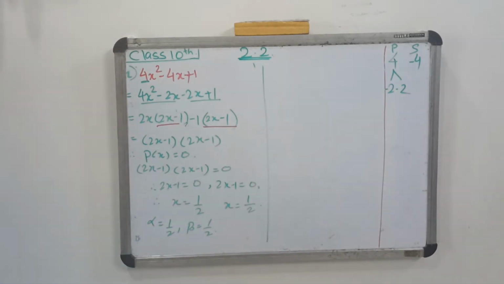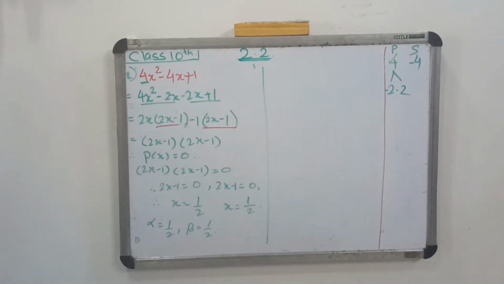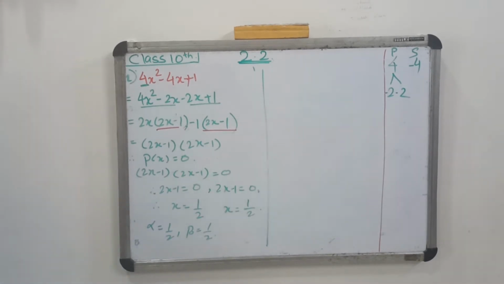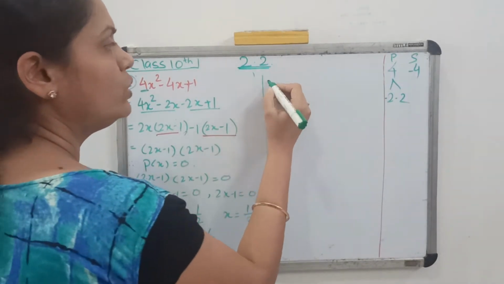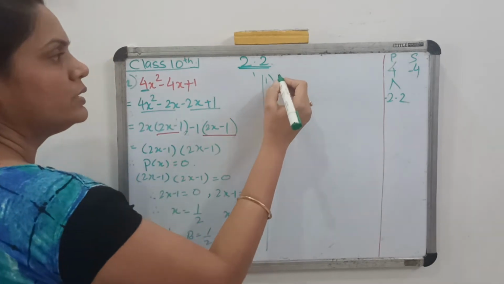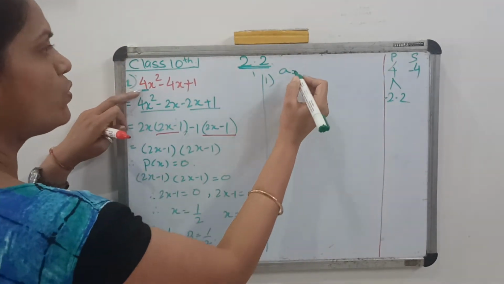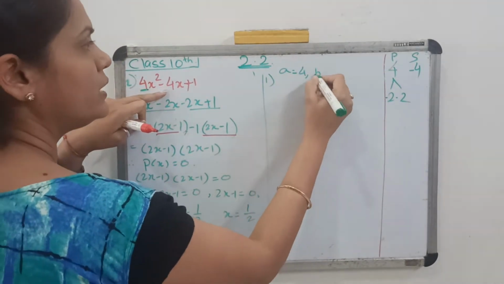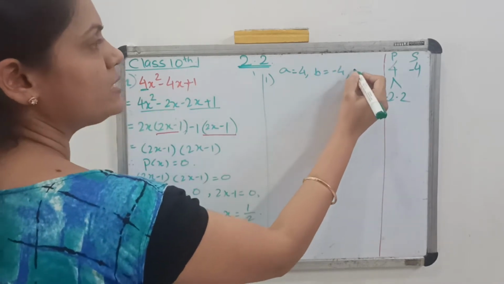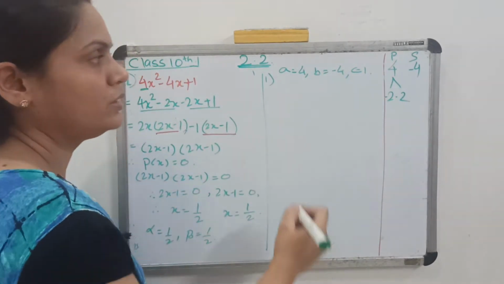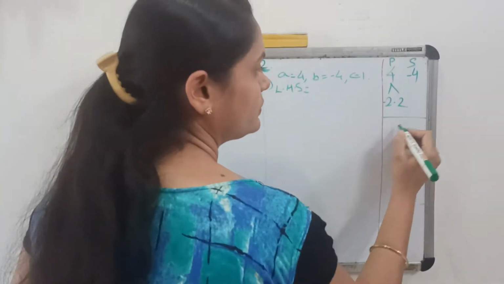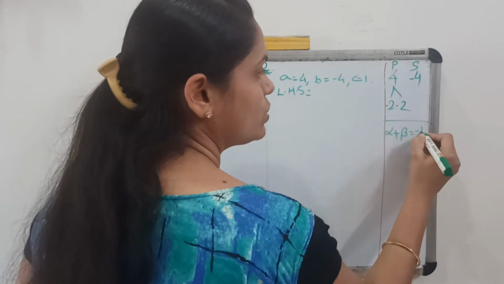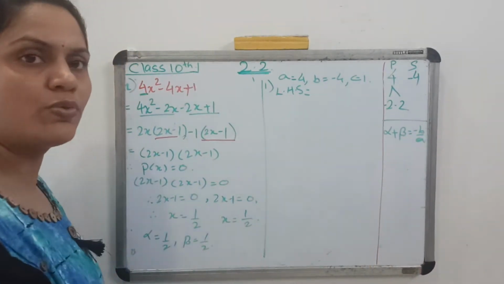What is the next step? The next step is we have to find out the relationship between the coefficients and the roots. A is 4, B is minus 4 and C is 1. We'll prove the relation. Alpha plus beta is equals to minus B by A. This is our first relation.